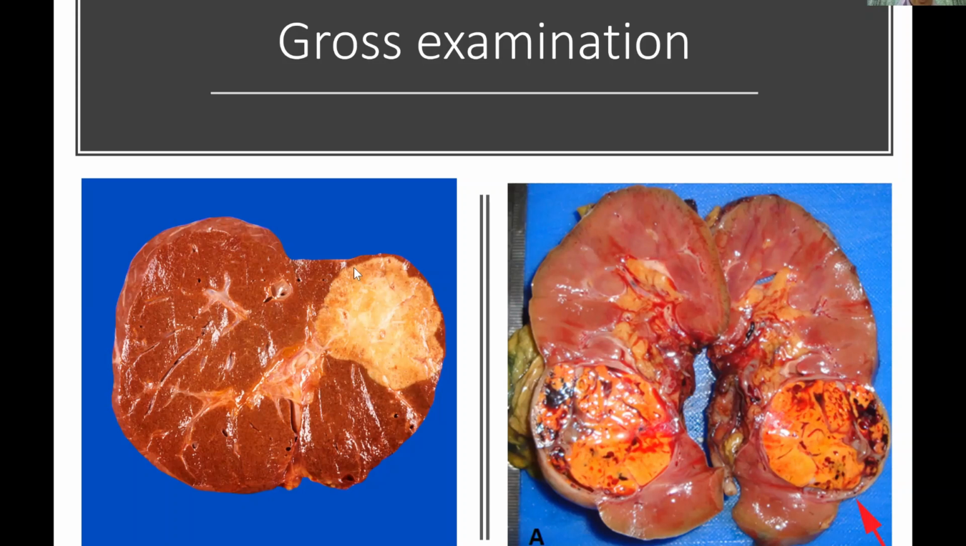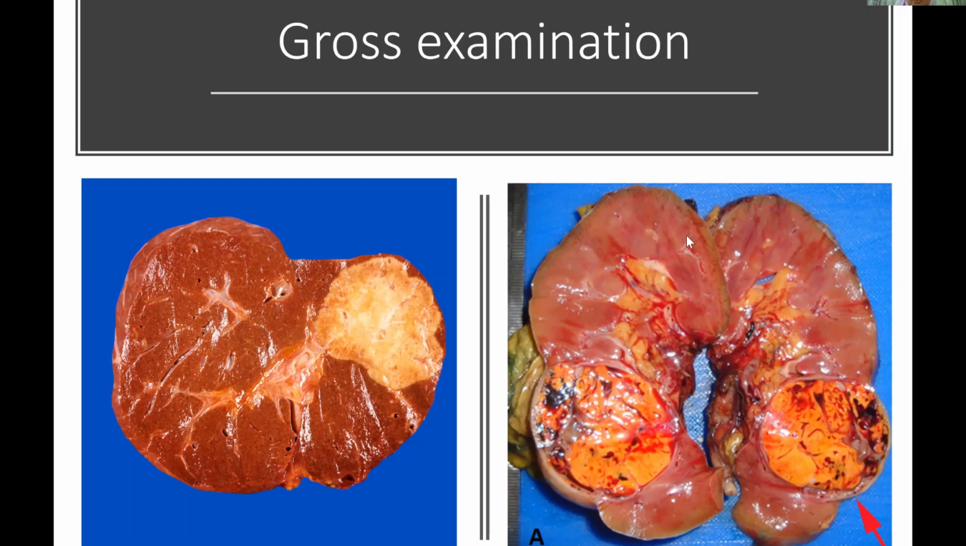So we look at the edge of the lesion here. We can see the edge is not really well circumscribed. Then on the cut sections of the tumor, is it heterogeneous or homogeneous? Homogeneous is more likely a benign tumor. Heterogeneous, because of necrosis and hemorrhage, is more common in malignant conditions.